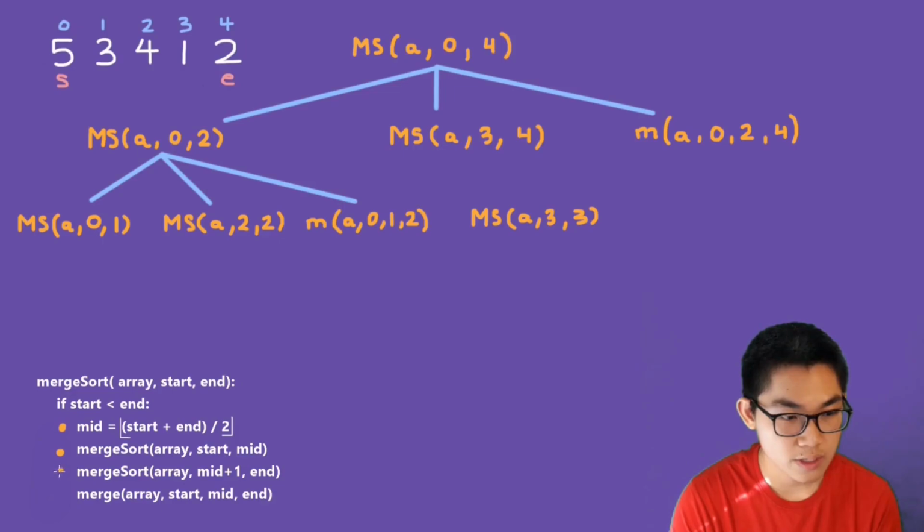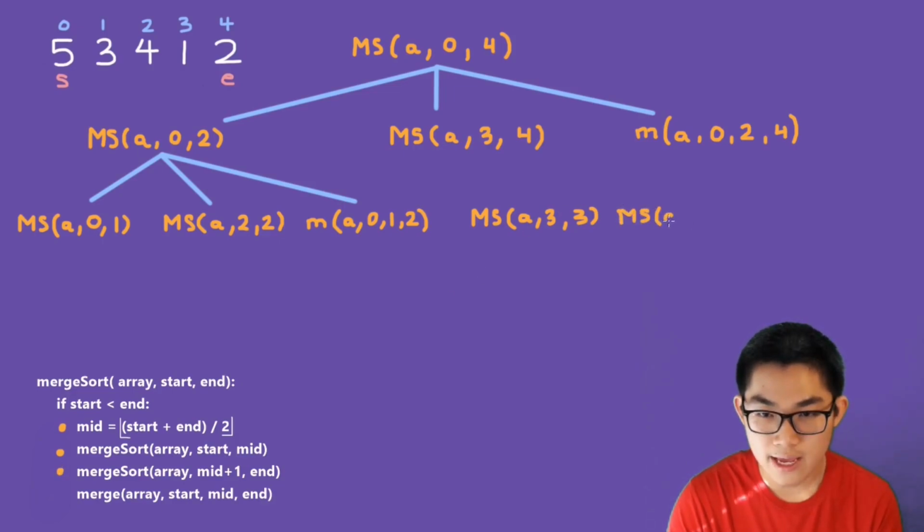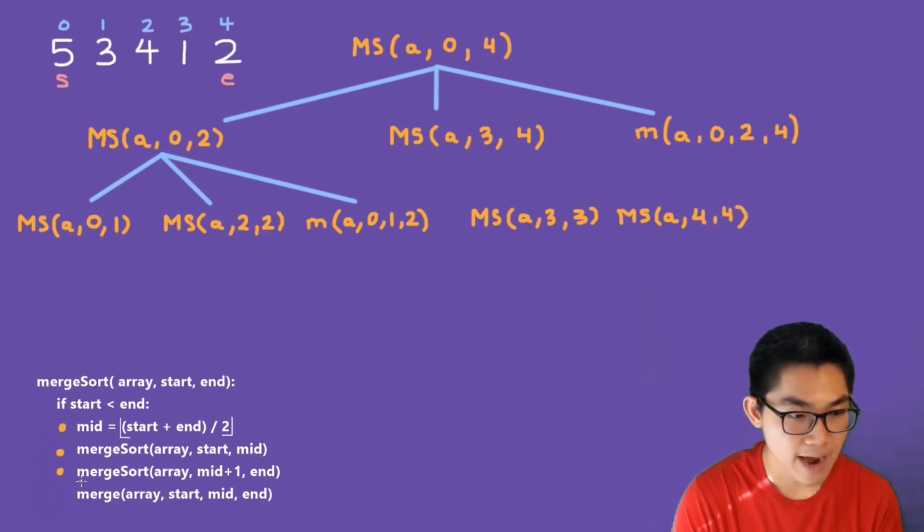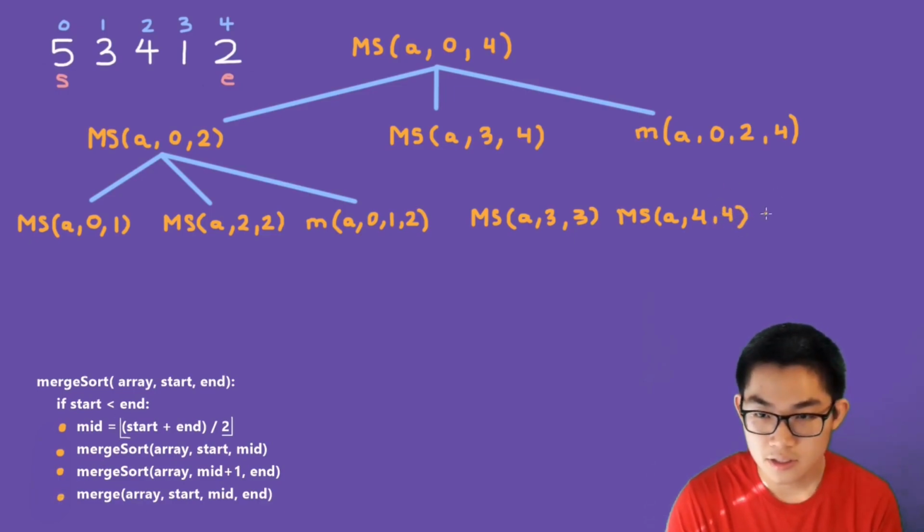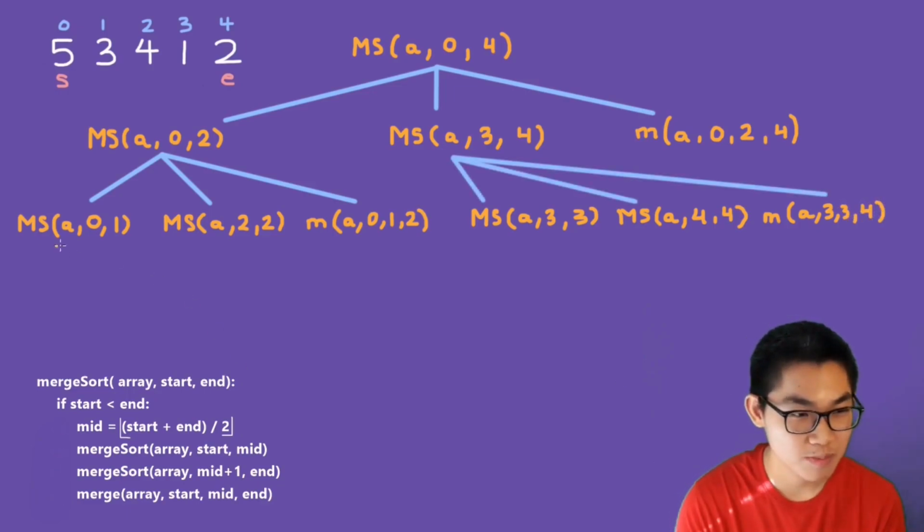And then we do this one, so merge sort. We get the array, the mid plus 1 is 3 plus 1, which gives us 4. And then the n would just be 4 as well. And then finally, we do the merging. So merge, we pass in the array. The start is 3, the mid is also 3, and the n is going to be 4.